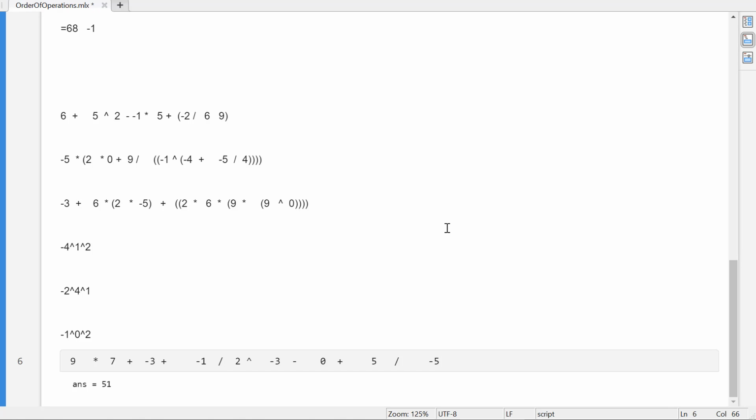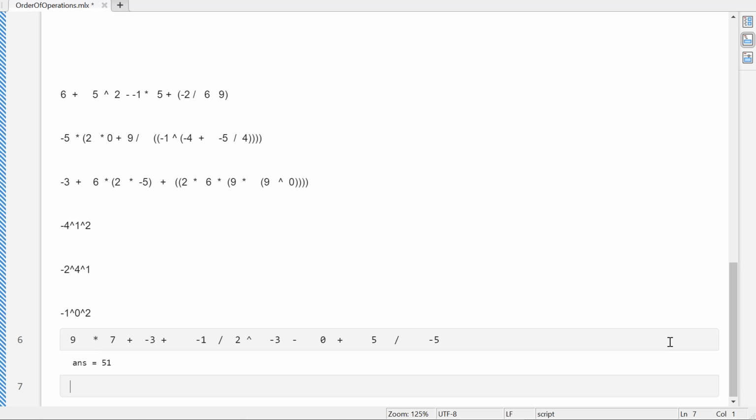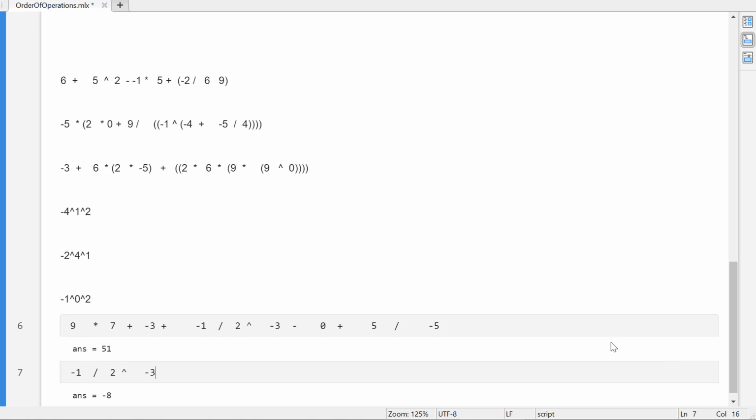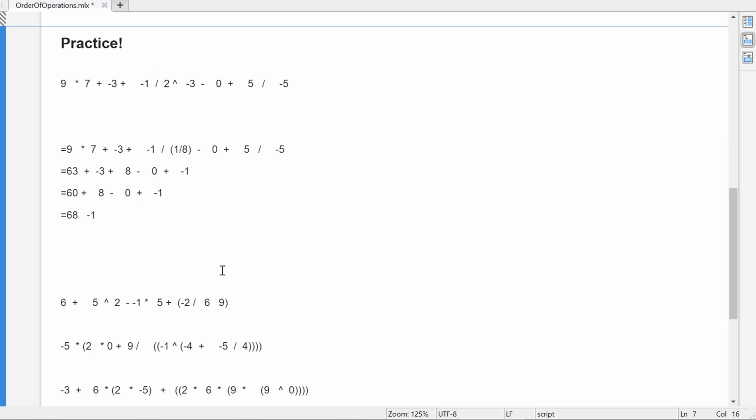No! Why is it 51? Did I do the thing where I suck at math again? Is this actually equal to, is 2 cubed not equal to -8? -8. What did I do wrong?